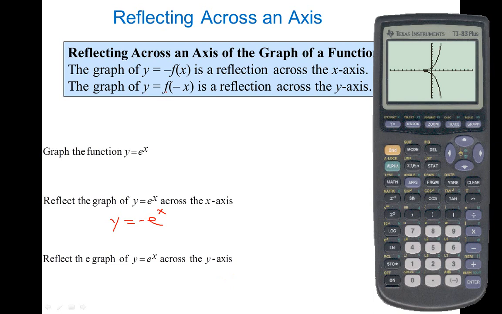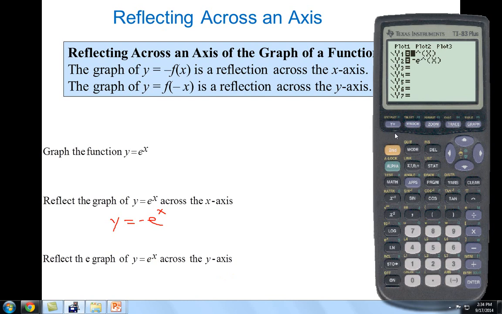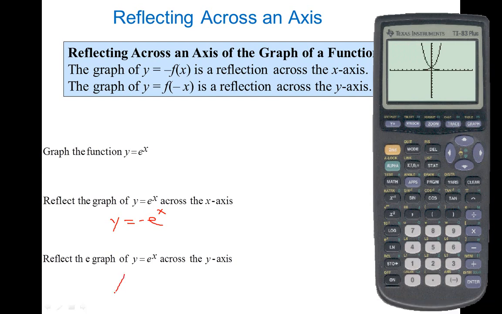Next, we'll reflect the graph across the y-axis. We'll simply graph y equals f of negative x. In order to find f of negative x, I'll go back to my function, and wherever I see an x, I'll put in a negative x. So I'll enter this into my calculator as e raised to the power of negative x. And notice that our graph is reflected across the y-axis. And that newfound equation is y equals e raised to the negative x.